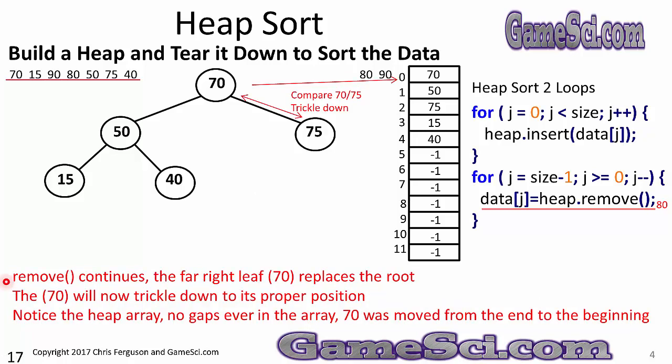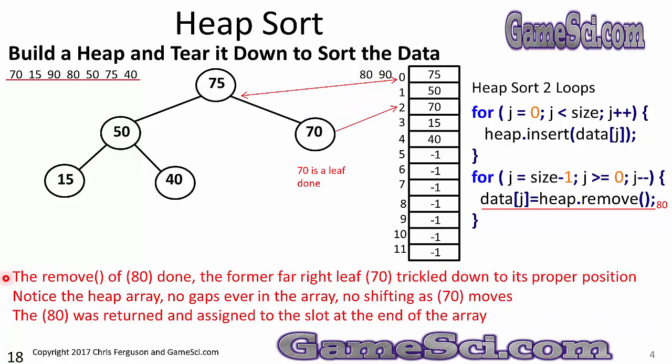Remove continues. The far right leaf 70 replaces the root. The 70 that was sitting right here moved up and replaced the root. The 70 will trickle down to its proper position. Notice the heap array. No gaps ever in the array. 70 was moved from the end to the beginning. The 70 that was in slot 5 moved up to the root position. Compare 70 and 75 and trickle down because this lower priority item cannot be the parent of a high priority item. Again, why did we compare it to 75 and not to 50? Because 75 is the largest child.